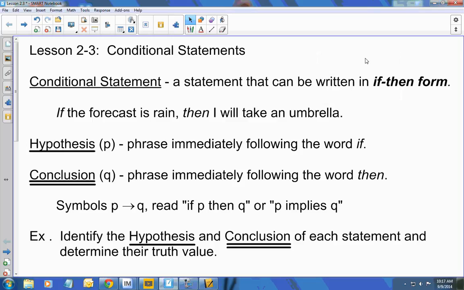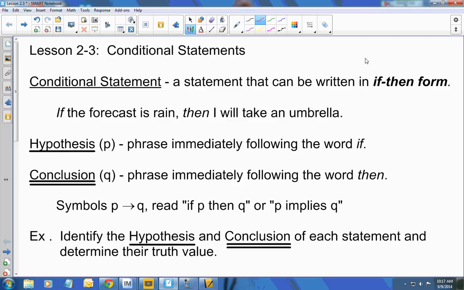Okay, so the conditional statement, if the forecast is rain, then I will take an umbrella, has two parts. It has a hypothesis and it has a conclusion. We use the little mini letters that represent statements because they're statements. Remember yesterday, we said a lowercase letter represented the statement. Your hypothesis is represented with the letter P, and it's the phrase that immediately follows the word if. And your conclusion is represented with a Q, and it is the phrase that immediately follows the word then.